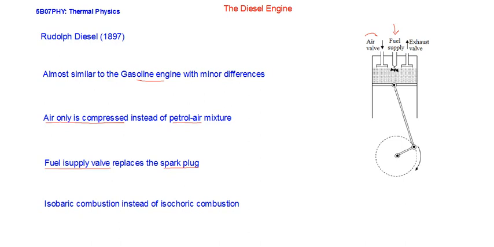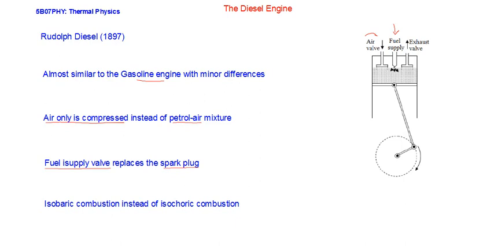And one more idea I would like to share is that, hope you remember, in the case of a gasoline engine, the combustion was occurring under isochoric conditions. The combustion was so rapid that the volume of the combustion chamber practically remains constant during the process of combustion. So we named it an isochoric combustion stage.